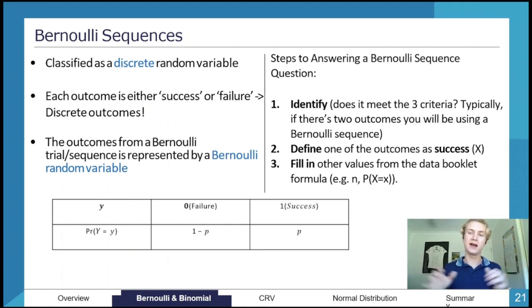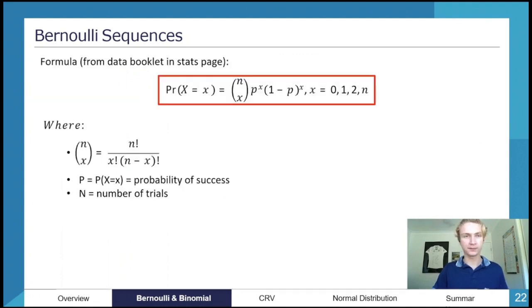Then you want to fill in other values from the data booklet, for example, the probability of X, like what's the value of X we're talking about, because what we're going to be doing essentially is filling in this formula on the data booklet labeled Bernoulli sequences. You're just going to be filling in the number, the probability, and then working it out. And sometimes we have to do stuff that's a bit more complicated for that, as I will show you. So this is the formula in the stats page.